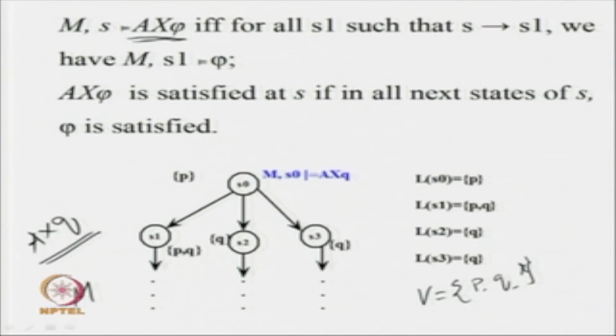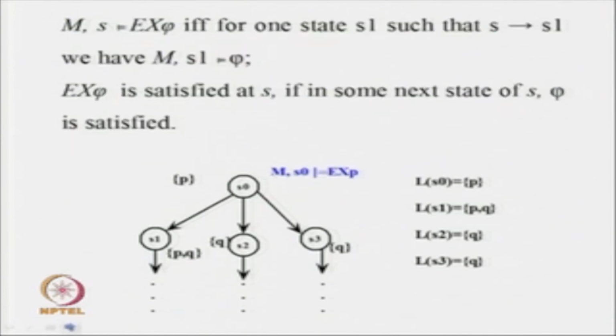So, we look at state S 0. We come to S 1, which is a next state, and q is true at that state because it is labeled with q. If you come to S 2, again q is true. Similarly, in S 3, q is also true. So, we can say that in S 0, A x q is true, that is, M, S 0 models A x q. This is the way we define the semantics of our formula A x phi. The semantics, or meaning, is defined with respect to a model. Now, the next operator is E x phi, that means there exists a path in which, in the next state, phi holds.